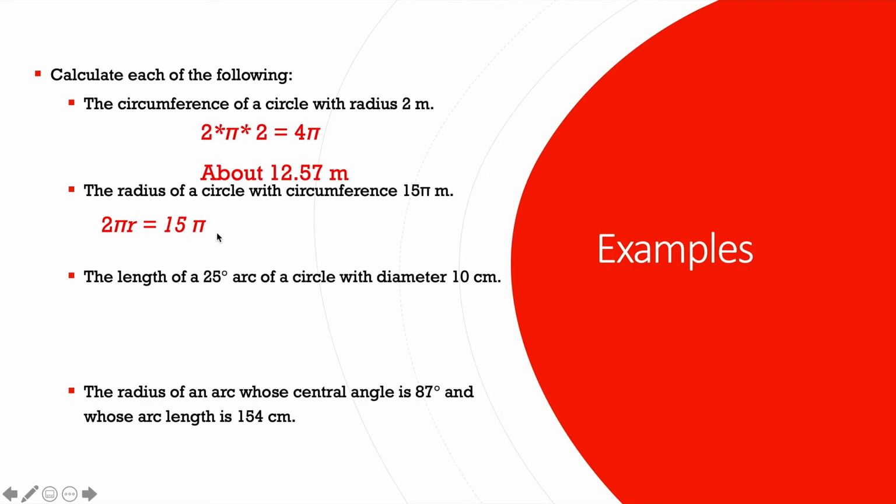The pi's would cancel each other out, and 15 divided by 2 is 7.5. Therefore, my radius is 7.5 meters.